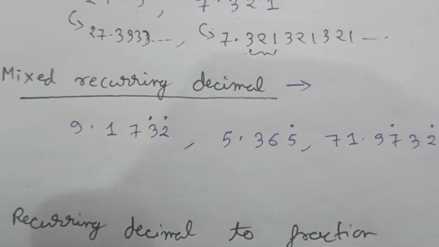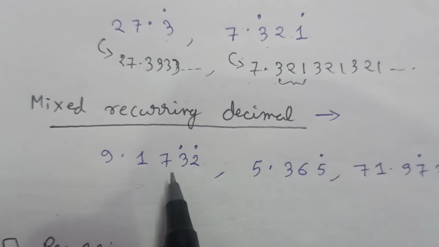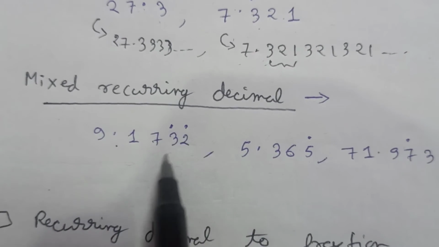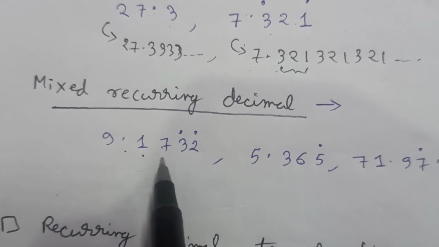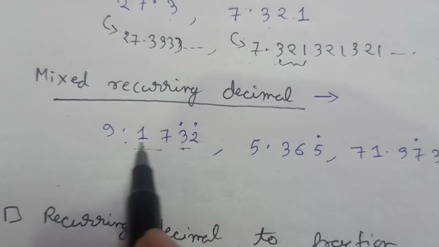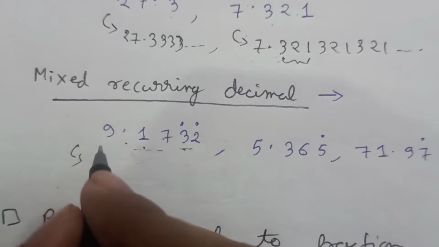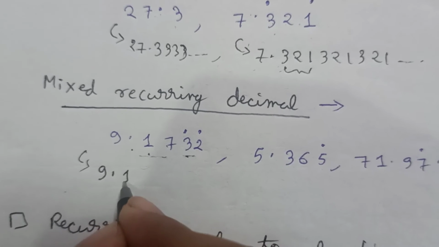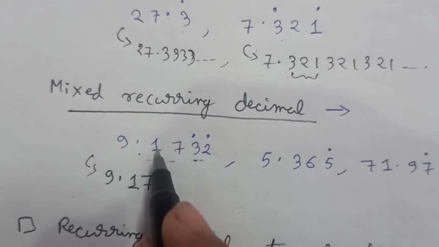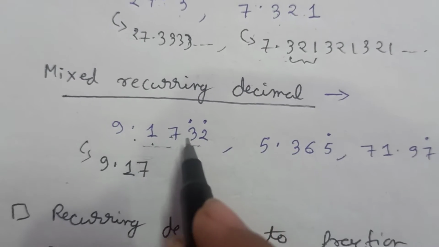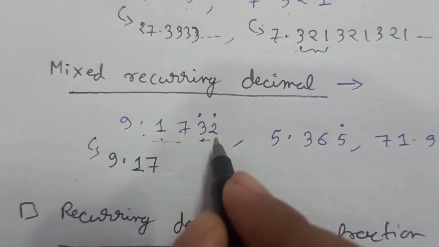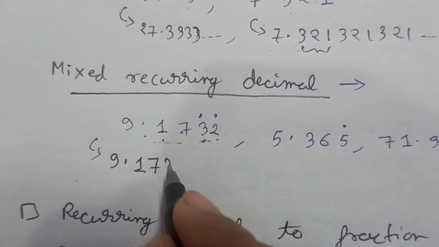And there is the mixed recurring decimal. What is a mixed recurring decimal? Here, not all the digits after the decimal point are recurring. Some digits are fixed and do not repeat themselves, and some digits keep on repeating. For example 9.17, and as we can see there is no dot on top of 1 and 7. So these will only come once. They will not repeat themselves. But the 3 and 2, these two numbers will keep on repeating.